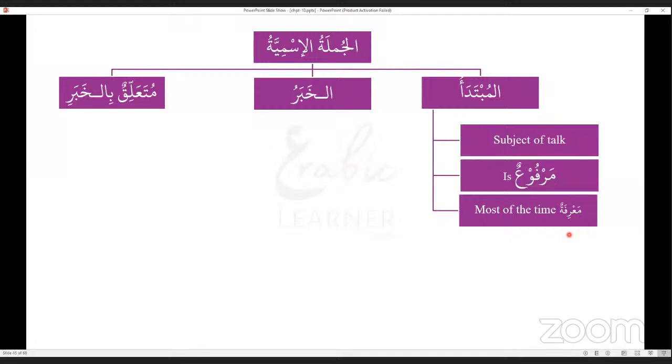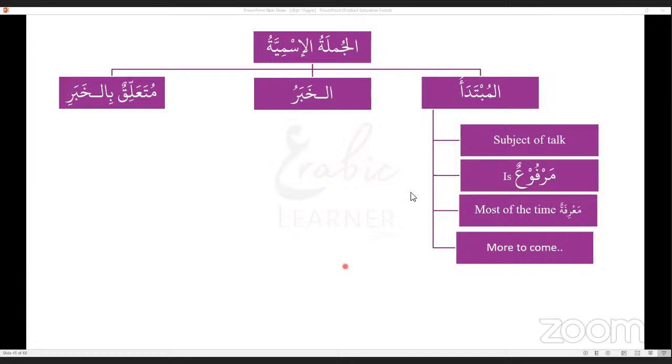Why am I writing most of the time ma'rifa? Because now after learning mubtada muakhar, you know that mubtada comes as nakira also, right? That's why I'm writing most of the time it is ma'rifa. But when the mubtada is coming in the beginning of the sentence, then it is ma'rifa. Correct? There is more to come about mubtada, which will be taught to you, inshallah, in future.